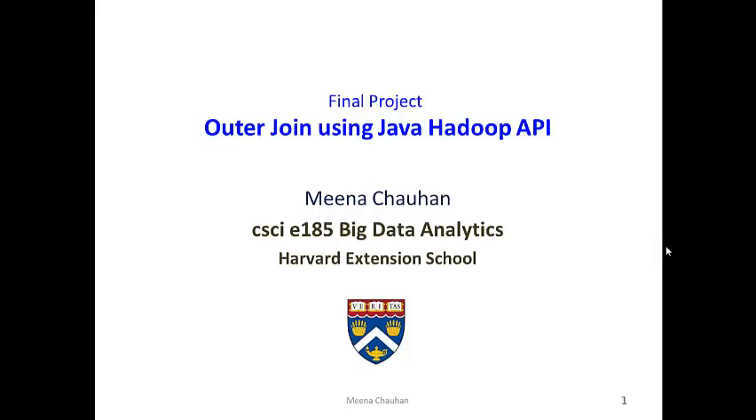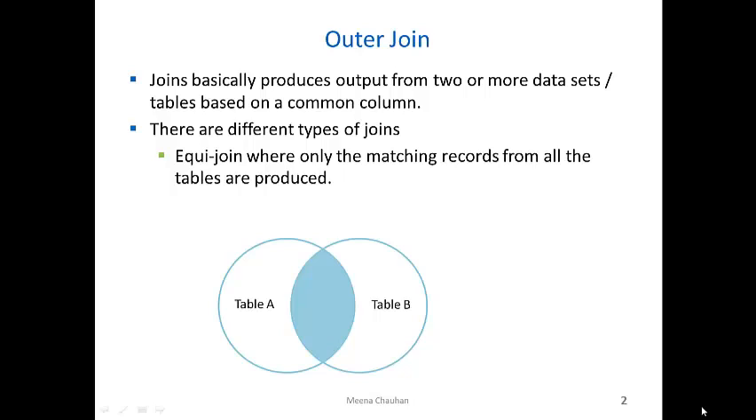My project is how to perform outer join using Java Hadoop API. Now, starting with joins.